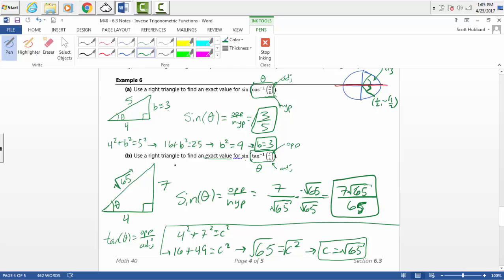I'm going to try to give you hints when I say use a right triangle, but if you don't know when you need to use a right triangle, just remember that these are non-standard angles. So that's why I had to use these right triangles.